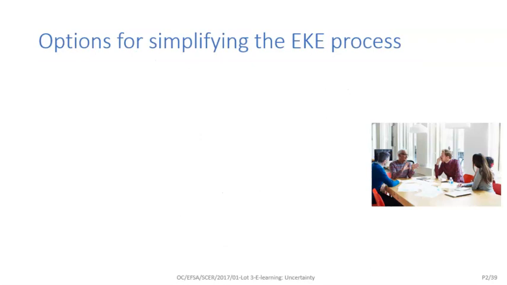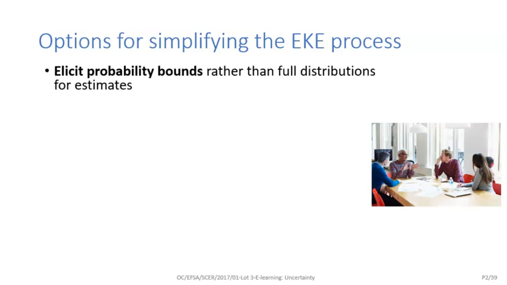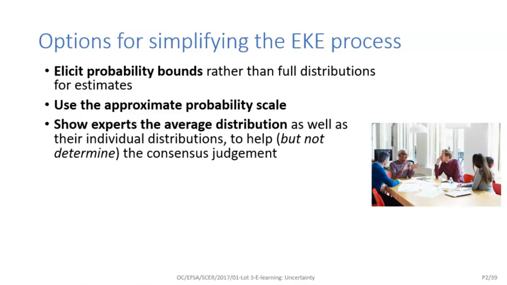You can also simplify the EKI process itself. Here are some options you could consider. You can elicit probability bounds rather than full distributions for estimates, reducing the number of judgments required for each estimate from 5 to 1. You can use the approximate probability scale, which may make the judgments easier for the experts. For an estimate, you could show experts the average distribution as well as their individual distributions to help, but not determine, the consensus judgment. This was done in the Campylobacter assessment.